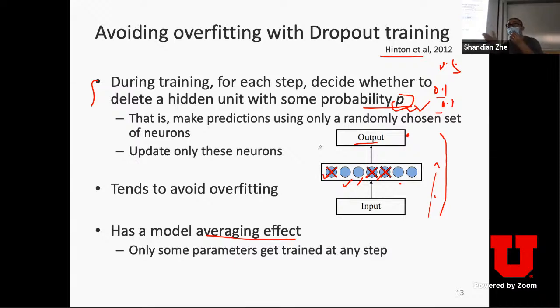In each update, when you see one example, you do this layer by layer, random deletion and backpropagation. Then when you go to the next example, you do this again, but now you select another set of neurons to delete. So it's a random delete and random update very frequently. Any other question?